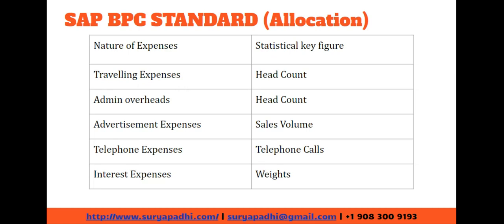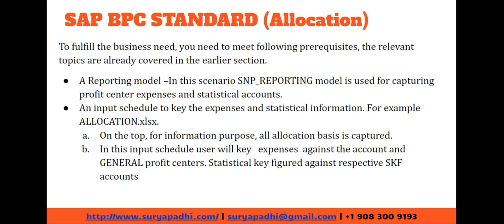So in this matrix, my expenses are on the left-hand side, and my statistical key figures are on the right-hand side. Traveling expenses will be allocated based on the headcount. Admin overhead will be allocated based on the headcount. Advertisement expenses will be allocated based on the sales volume. Telephone expenses will be allocated based on the telephone calls. Interest expenses will be on the basis of the weight.